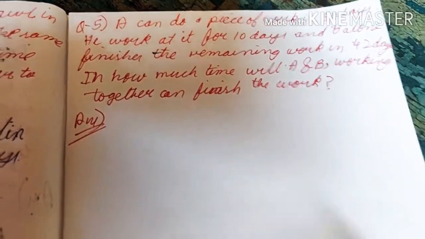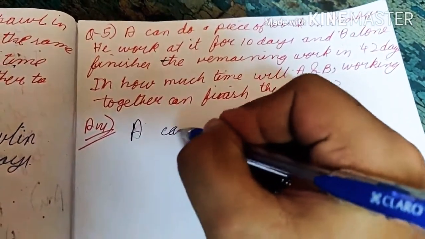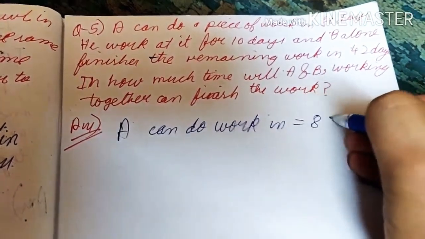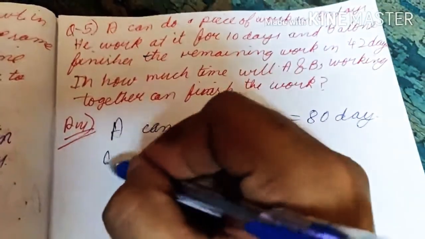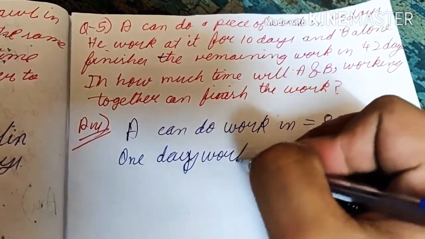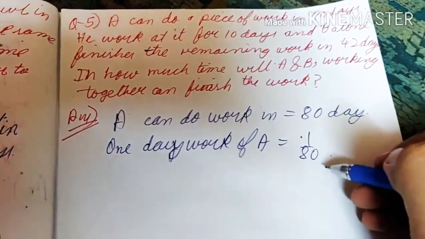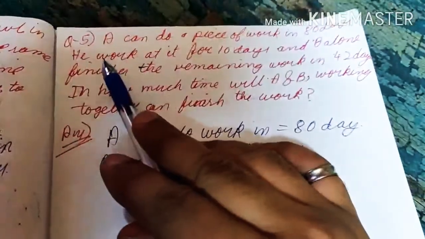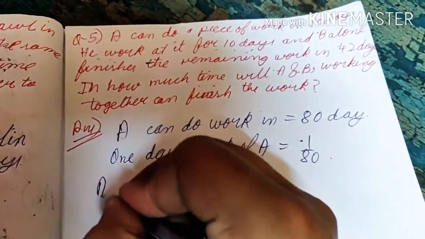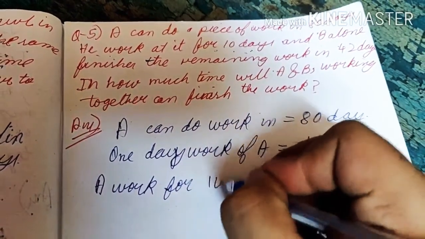So here is a question that says A can do a piece of work in 80 days. Means A can do the work in 80 days. Then one day work of A will be equal to 1 by 80. Okay, this was from the first line. He works at it for 10 days. A works for 10 days.